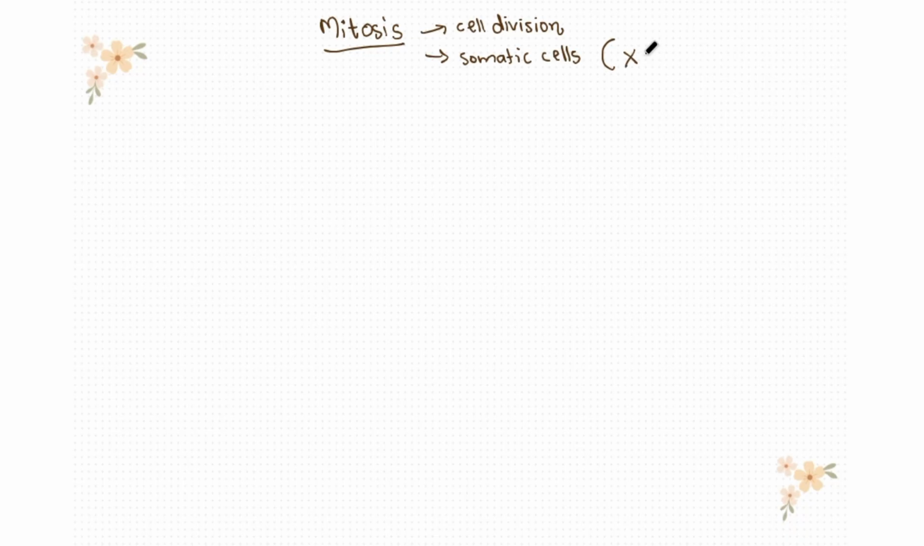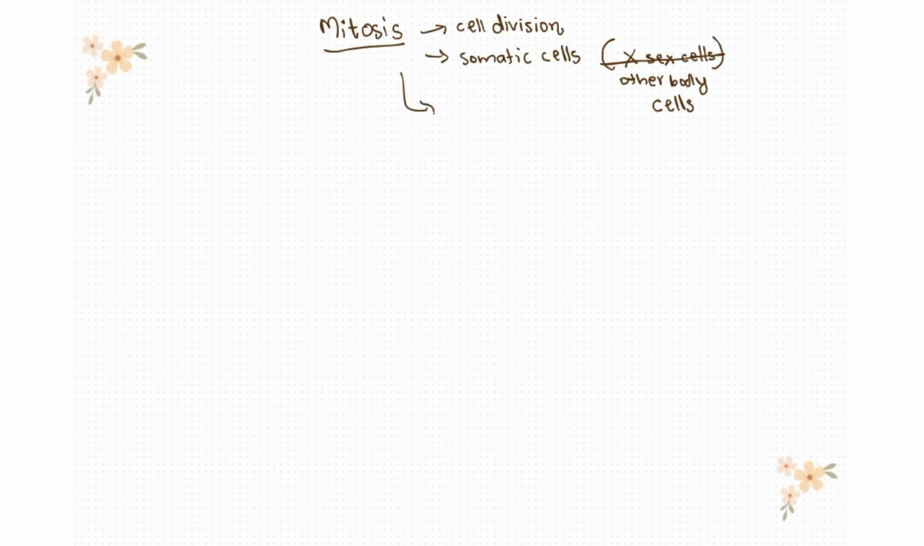Somatic cells are all your cells except for sex cells. So any cell that is not sperm or ovum, that is a somatic cell. So mitosis excludes sex cells, but it includes somatic cells, which are all your other body cells.